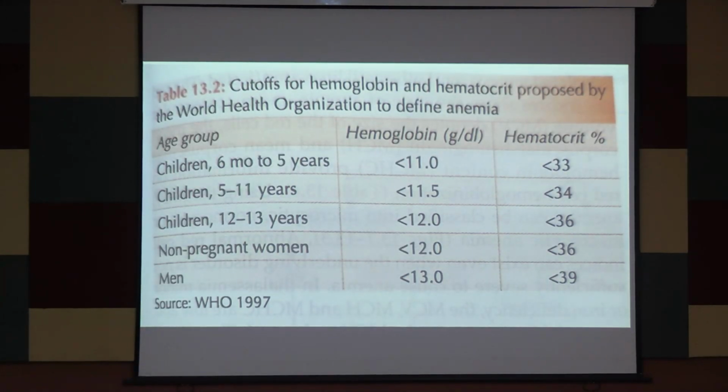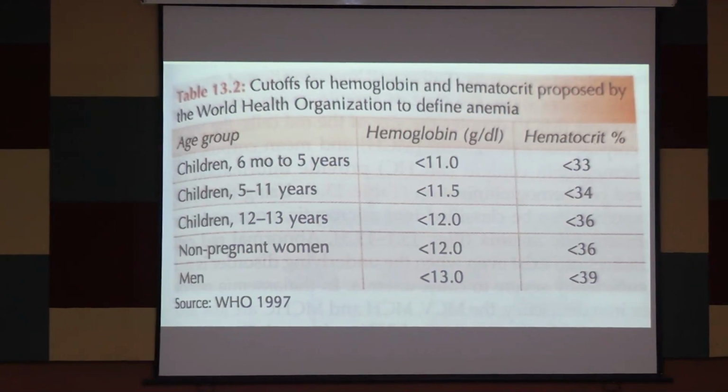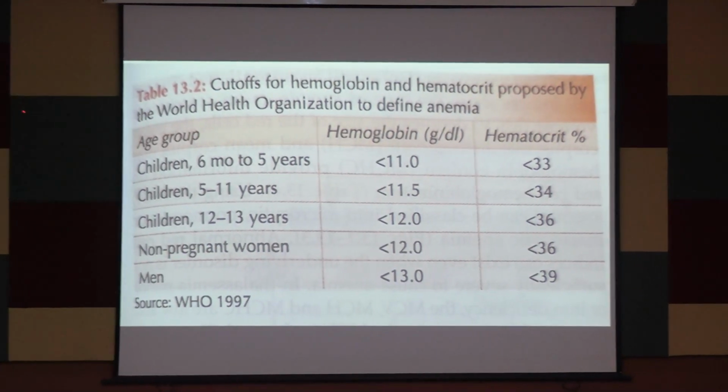These are the World Health Organization cutoffs. Here you can see we are mentioning the age groups. 6 months to 5 years, anemia is when the hemoglobin is less than 11 and hematocrit is less than 33. Children 5 to 11 years, less than 11.5. Children 12 to 13 years, less than 12. Non-pregnant women, less than 12. Men, less than 13. You will have to learn this. These are very favorite questions during viva: the hemoglobin percentage at which we consider that the patient is suffering from anemia.